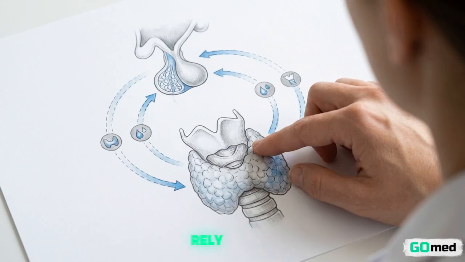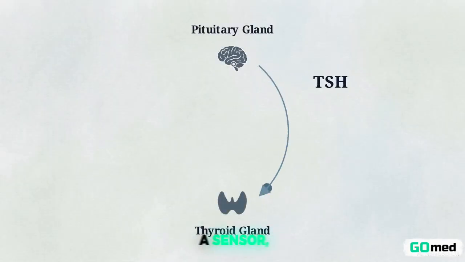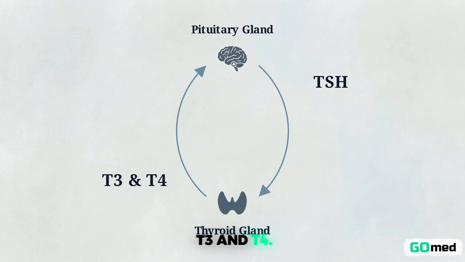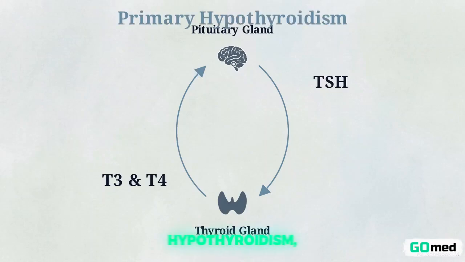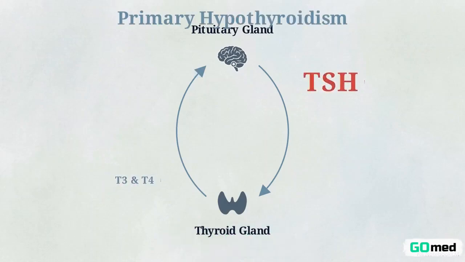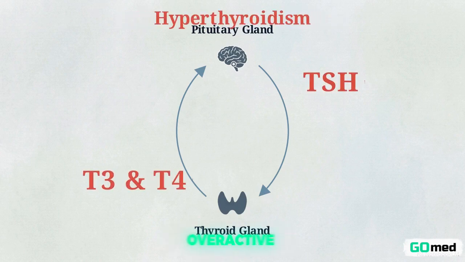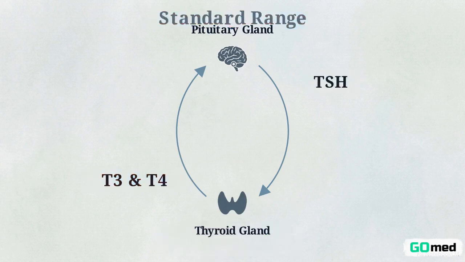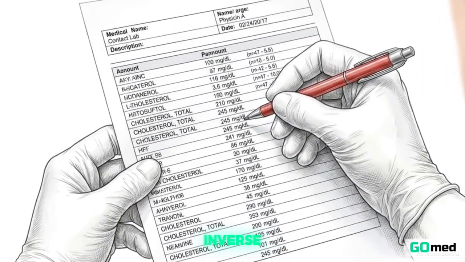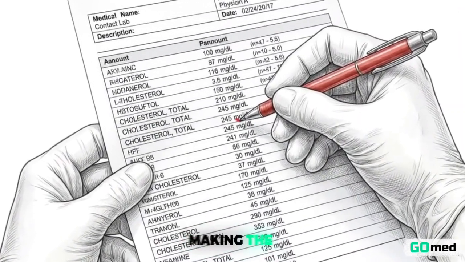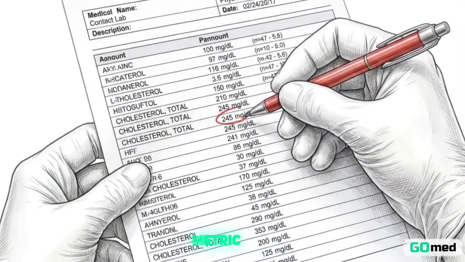Endocrine diagnostics rely on the logic of negative feedback loops to maintain systemic hormone levels. The pituitary gland acts as a sensor, producing TSH to stimulate the thyroid gland to make T3 and T4. In primary hypothyroidism, T3 and T4 drop, causing the pituitary to increase TSH production. Conversely, an overactive thyroid producing excess T3 and T4 suppresses TSH. TSH levels move in strict inverse proportion to thyroid hormones, making the pituitary's response the most sensitive metric for diagnosing thyroid dysfunction.